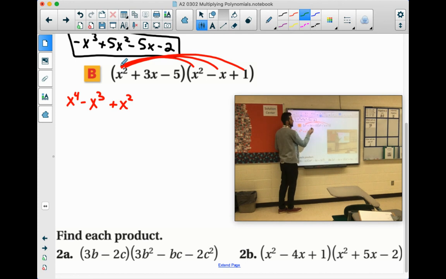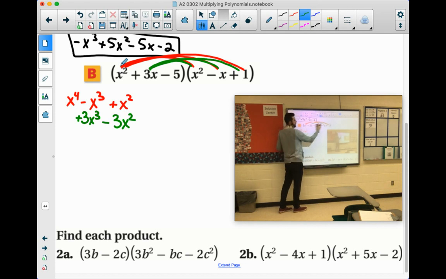So now let's hit everything with the 3x. 3x times x squared is 3x to the third. So I'm going to put that with my other x to the thirds. 3x times -x would be -3x squared. And 3x times 1 would be 3x.